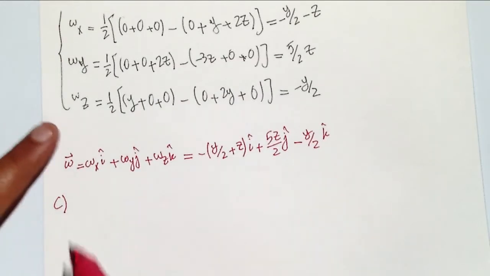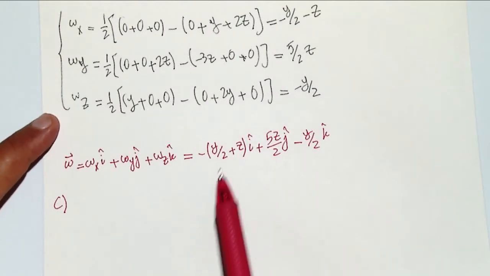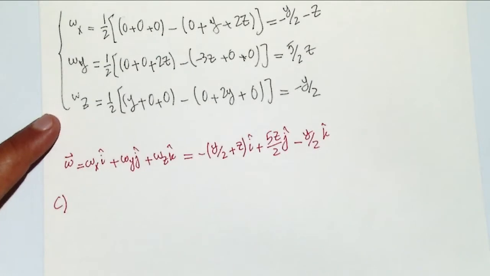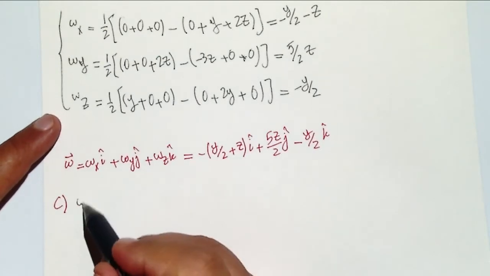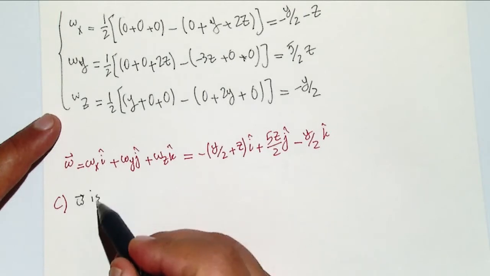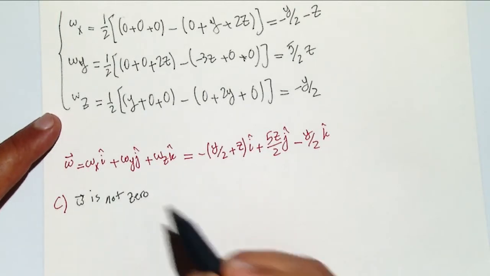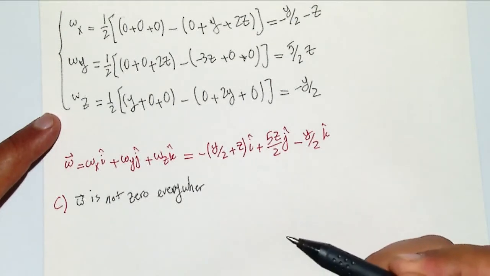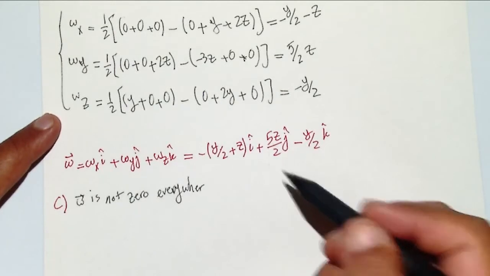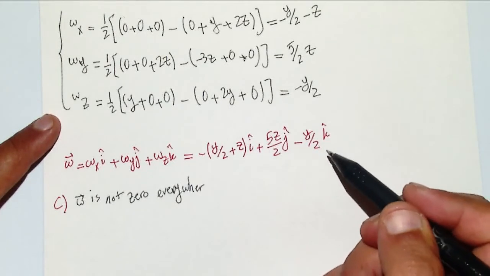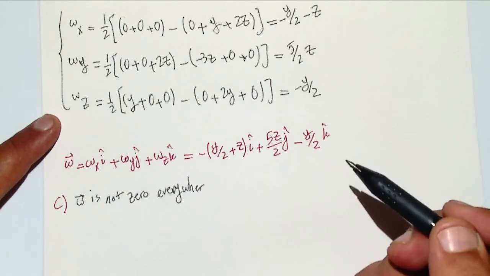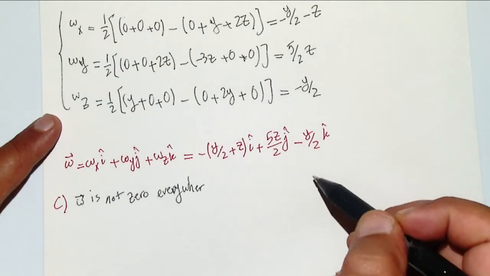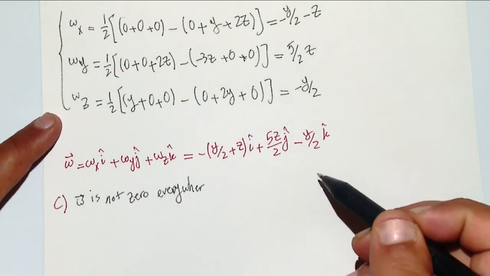So we have to check omega. Omega has terms as a function of x, y, and z, so it's not always 0. Omega is not 0 everywhere, right? Because at a single point you can find a point like z equal to 0 and y equal to 0 and any x, like a line in the space or 3D domain, where it could be 0, but we don't care about it because our flow is 3D.